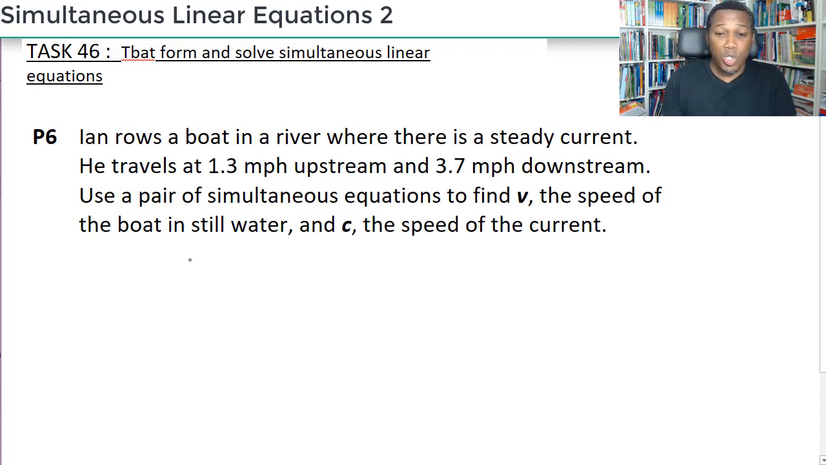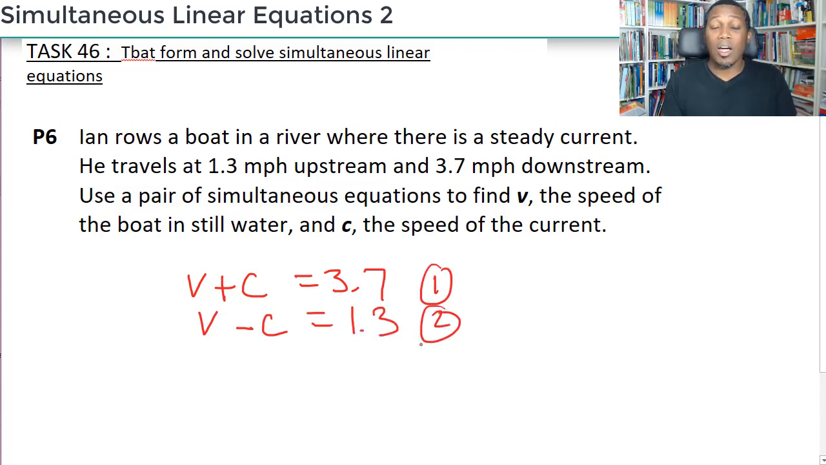The equations you should have will be V plus C is equal to 3.7, and then V take away C is equal to 1.3. Those are the equations that you need to solve.